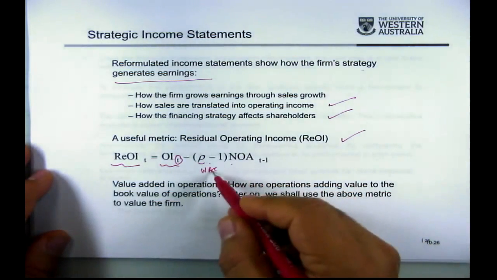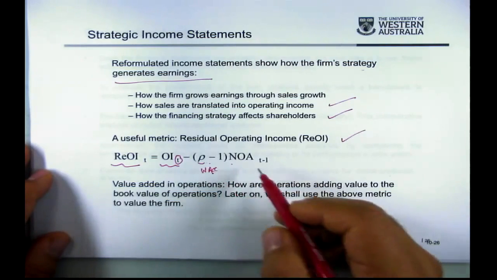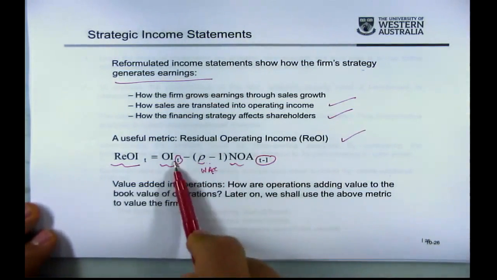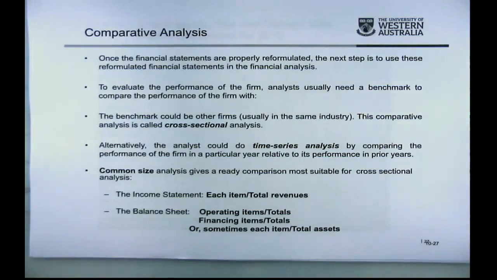So, we multiply the cost of capital or required return on operations times the lagged net operating assets, and then we subtract the product from the operating income, and that gives us the residual operating income. Later on we will see how to use it in order to value the whole firm. Once we have valued the whole firm, we can value its equity by subtracting the net debt from the value of the whole firm. We will discuss this model later on, don't worry, not now. Okay.